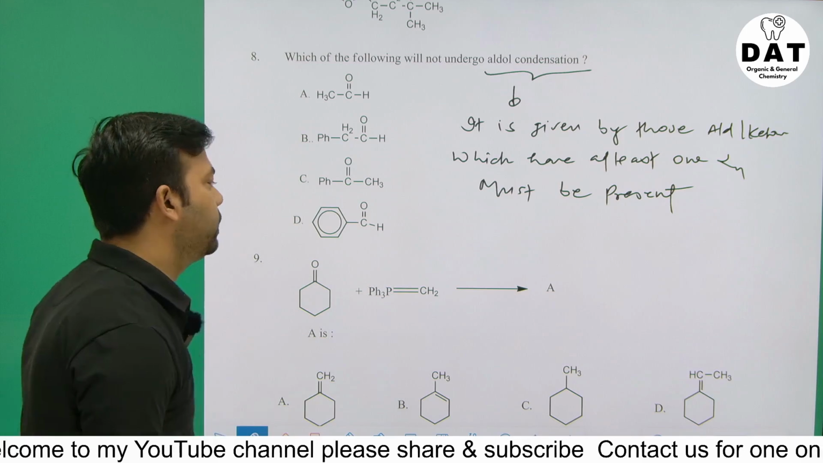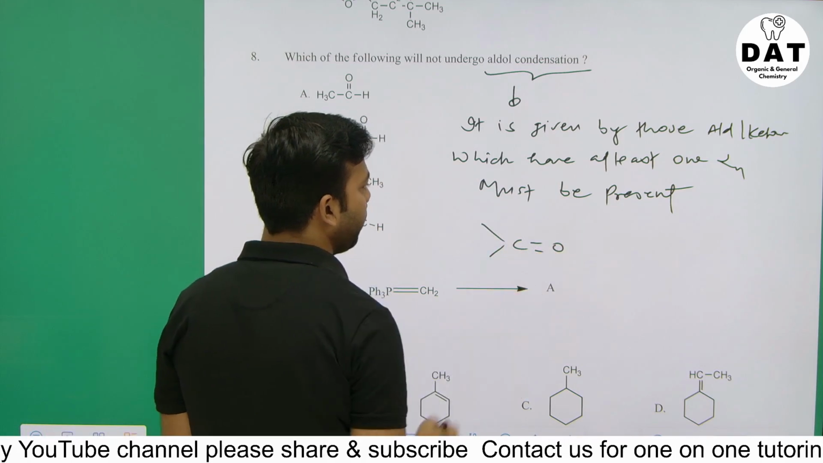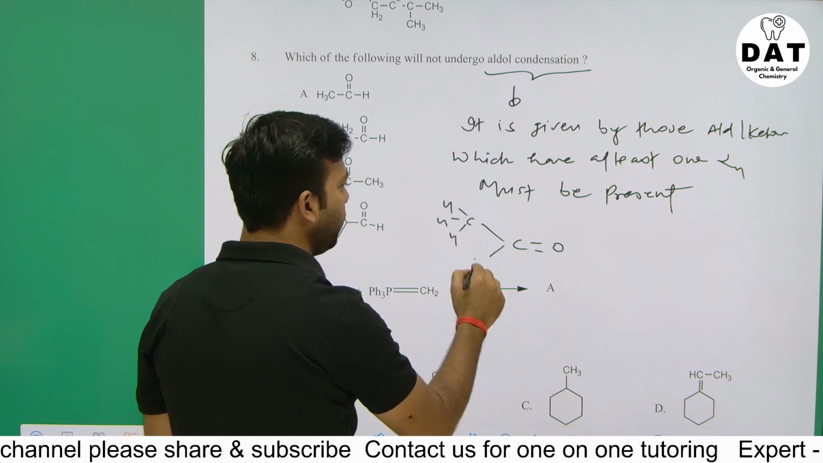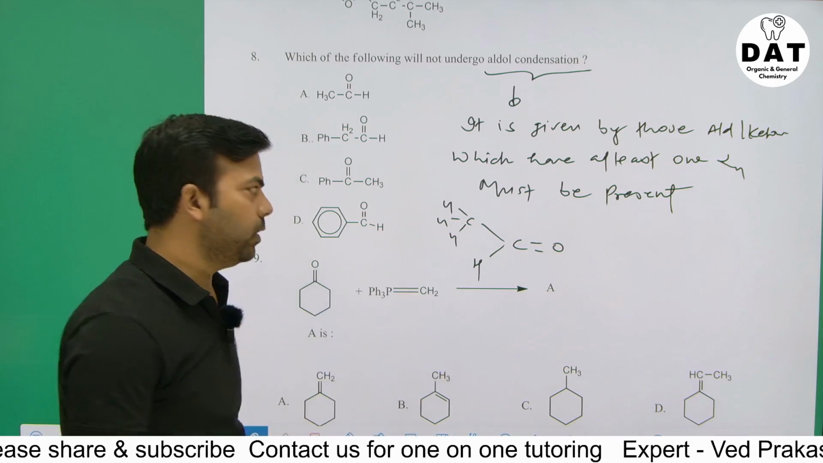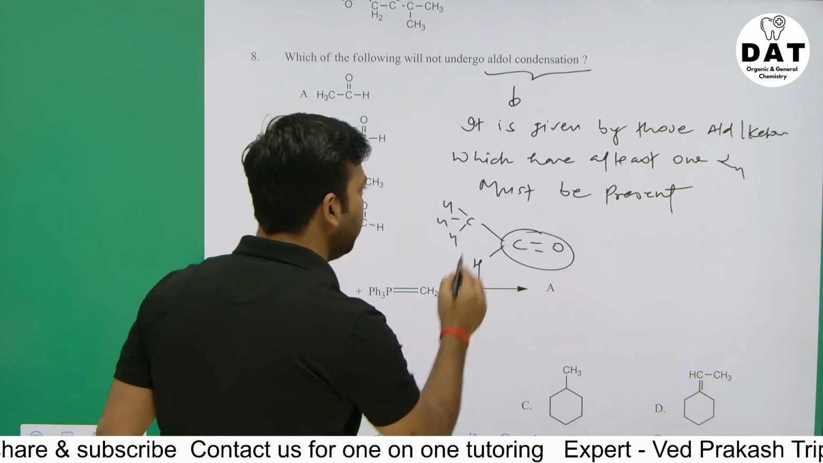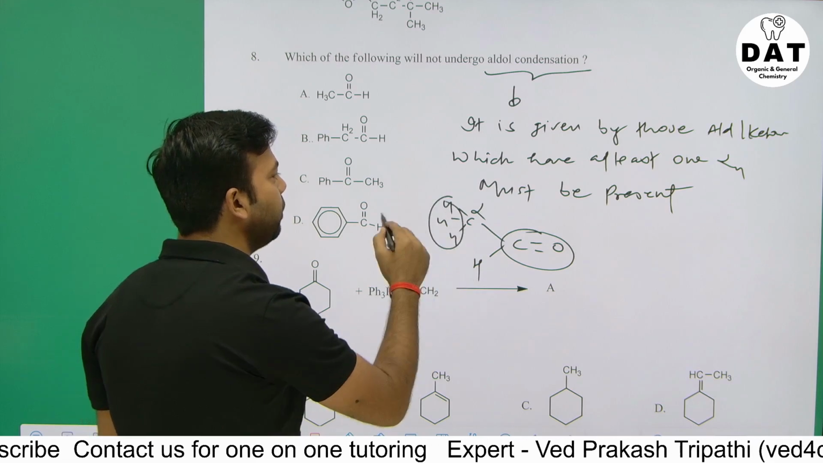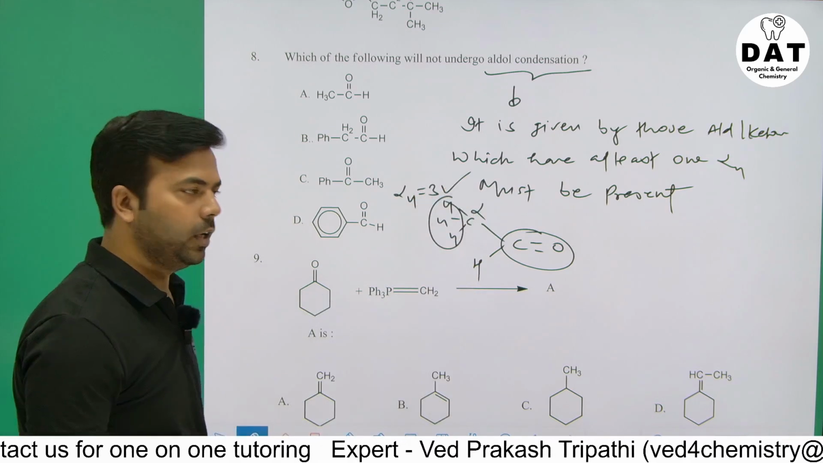What is alpha H? Look at here. Suppose we have a carbonyl, and here we have a carbon with 3 hydrogens. The carbonyl's neighboring carbon is alpha. This is carbonyl and this neighboring carbon is alpha, and there is a hydrogen, so we can say yes, it has 3 alpha H, and it can give aldol condensation.